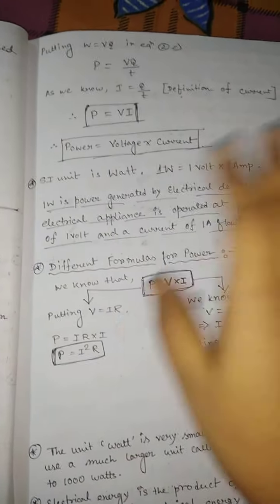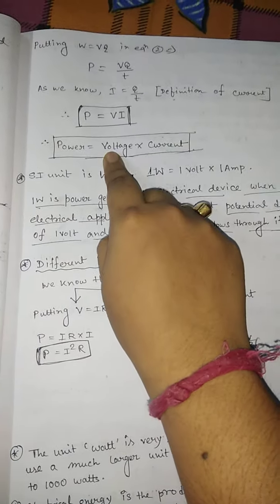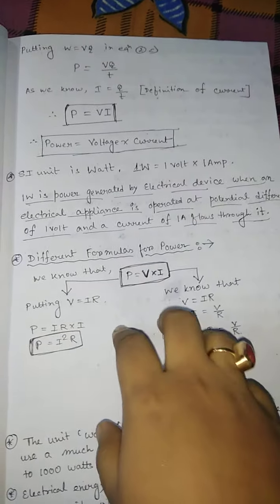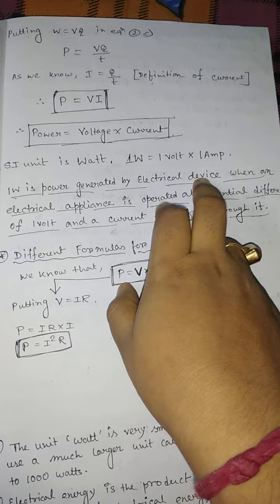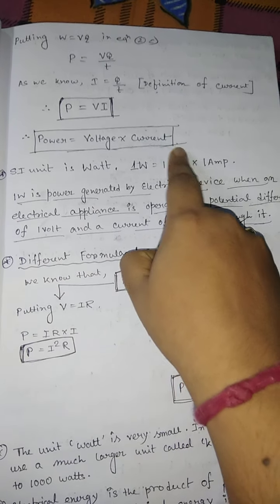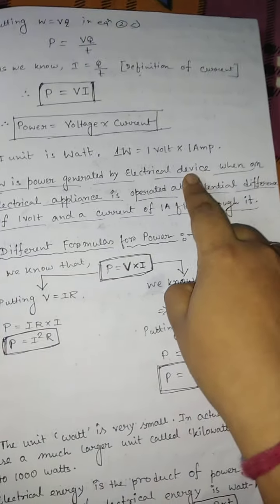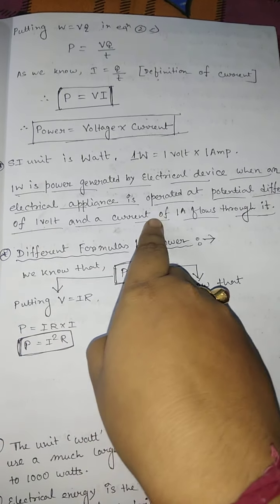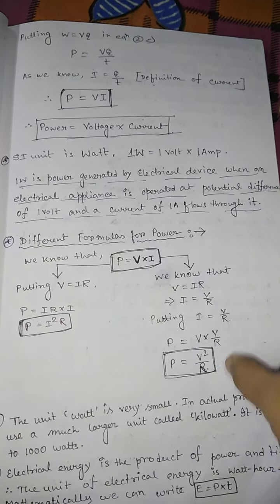Clear? So power equals voltage into current. What is the SI unit? The SI unit is watt. So 1 watt equals 1 volt into 1 ampere. How do we define 1 watt? 1 watt of power is generated by an electrical device when the potential difference across its terminals is 1 volt and the current flowing through it is 1 ampere. Clear? This is the definition of 1 watt.